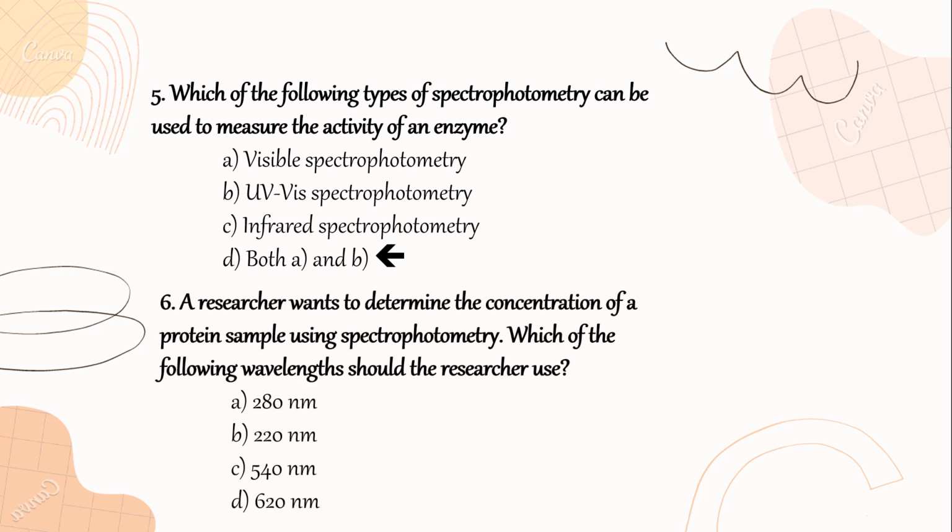Number 6. A researcher wants to determine the concentration of a protein sample using spectrophotometry. Which of the following wavelengths should the researcher use? A. 280 nanometer. B. 220 nanometers. C. 540 nanometer. And D. 620 nanometers. So the correct answer is A. 280 nanometer.